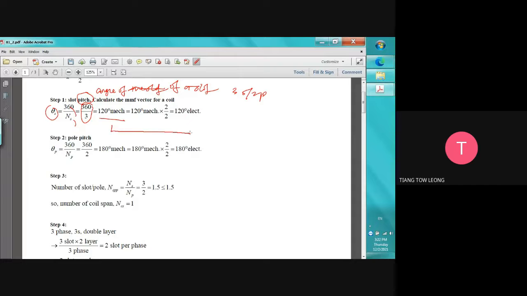And then we need to convert to electrical degrees. In order to convert, mechanical degree times pole pair, which is NP divided by 2. So for a 2-pole machine, divided by 2, it's 1. Then we have 120 electrical degrees. Later we will use this value. Second step, we need to calculate the angle of the magnet pole. Just now, maybe I draw here.